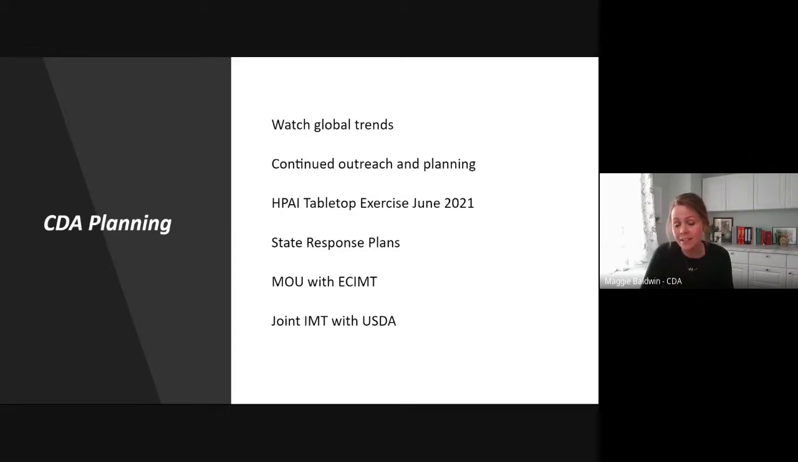We start planning and talking with our commercial producers and backyard facilities to increase biosecurity. We did have a HPAI tabletop exercise in June of 2021, and some of our commercial facilities did participate in that. It was more a communications-based exercise, walking through what happens when we have an investigation. So Dr. Lonkin's going to talk about that at the end, but it gave us a lot of really good next steps to take. And we are hosting an exercise next week with us at CDA and USDA partners to talk a little bit more about next steps.